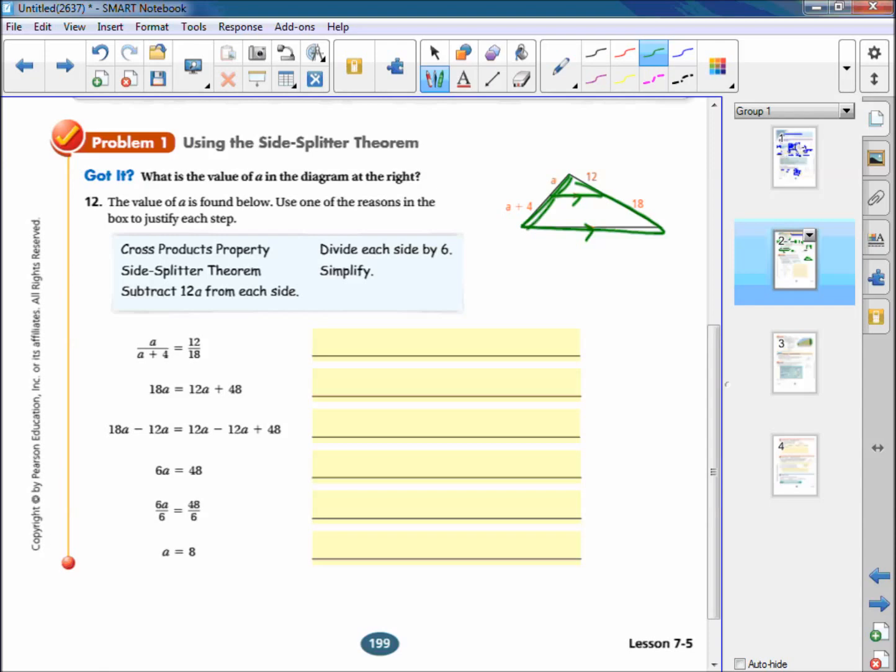So they have the work down here for this. They compared the left side, the top part is A to the bottom part of A plus 4, to the right side. The top part is 12 and the bottom part is 18. All right, so this is using the side splitter theorem. And then we did cross products here.